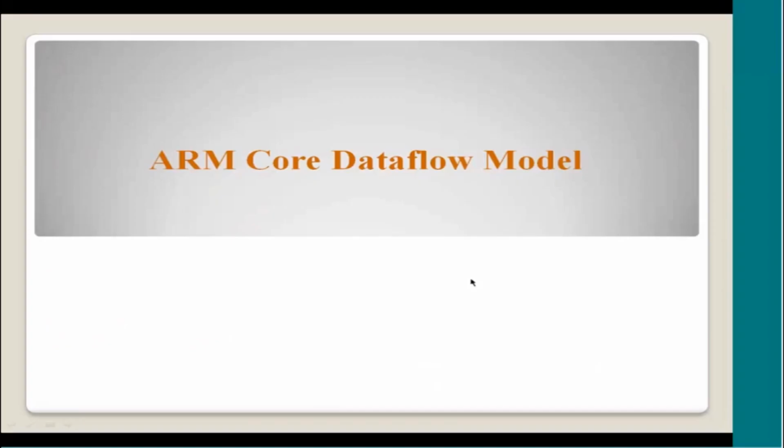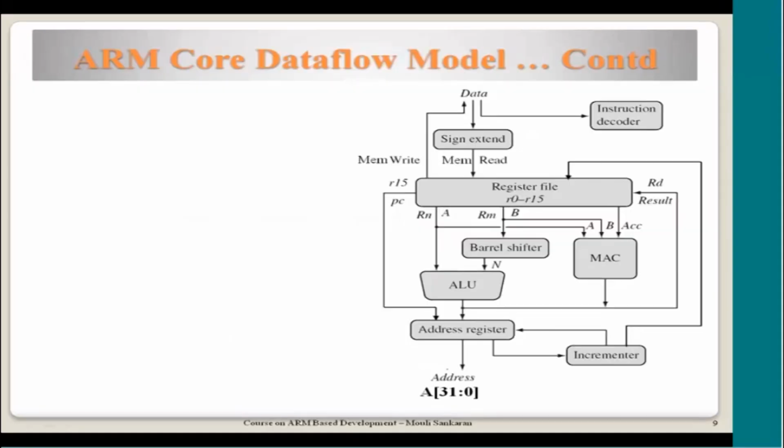Now let us look at a data flow model of ARM. So this is the diagram which shows the internal structure of how the instructions get into the processor and how they are processed. So let me give an overview of this. This is the data. Where is it coming from? It is coming from memory.